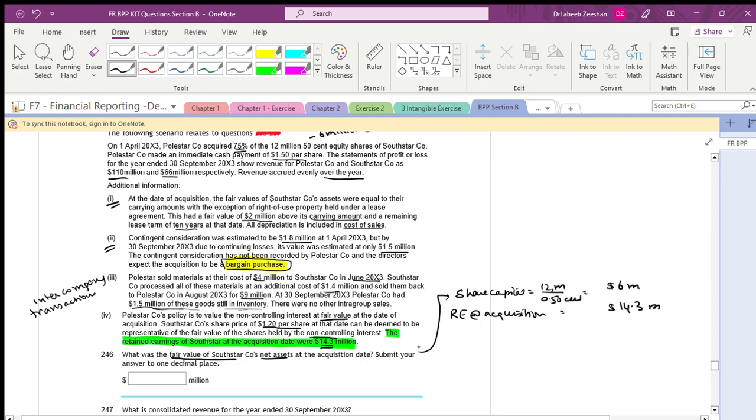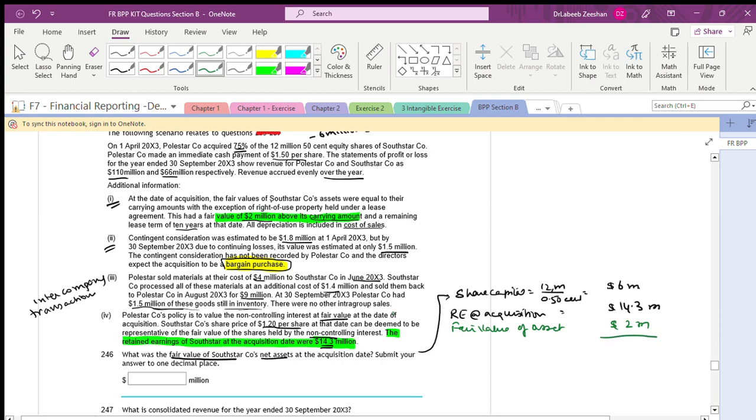Next, they have mentioned that the fair value of an asset is above its carrying amount. The fair value of the asset, how much is it going to be? 2 million. Fine. That's all. There is nothing else there.